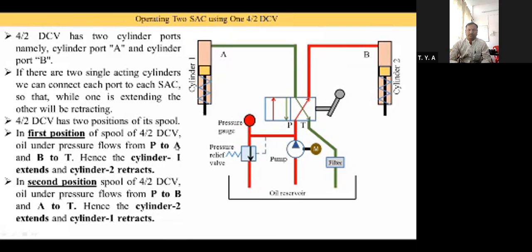Now in cylinder 1 at the same time, what happened? The piston moves from bottom to top due to the spring force. At that time, the oil present above the piston is supplied back to this A port. The A port is connected with the T port, so oil goes from the A port to the T port, then it is supplied to the tank through the filters. That means cylinder 1 retracts because it moves in the upper direction. So it is called 'cylinder 1 retracts'.